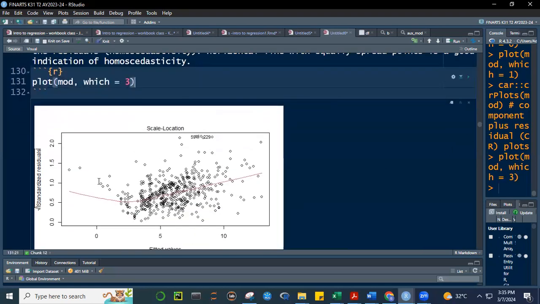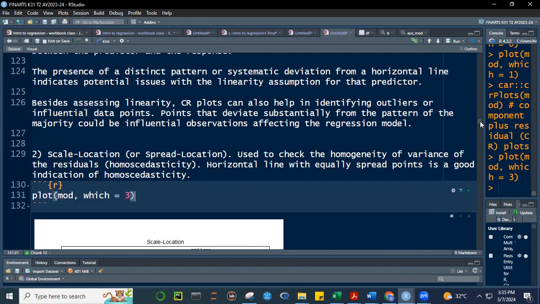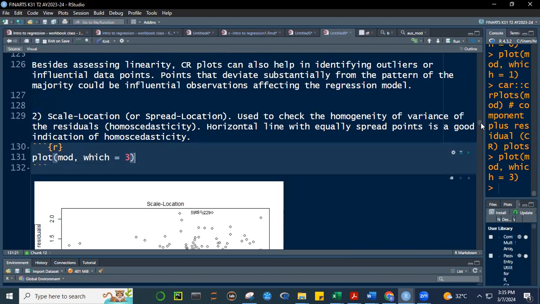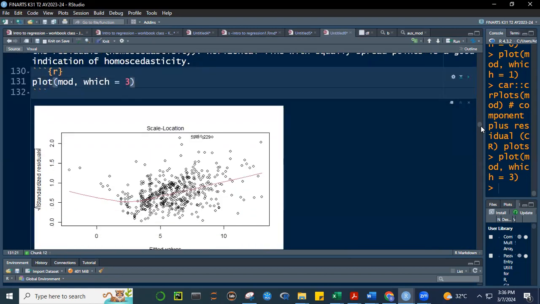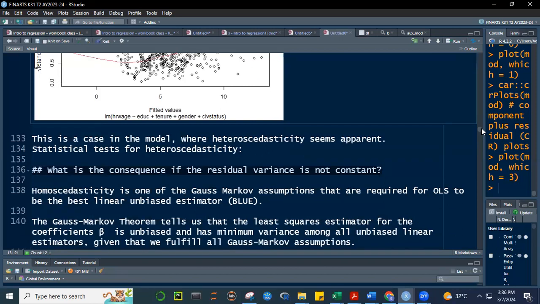Okay, so as you can see here, class, the plot of the residuals, as we mentioned a while ago, similar to sa plot number 1, fanning out, no? Lumalaki over a larger fitted value. Okay, and then there are possible outliers here. A horizontal line with equally spread points is a good indication of homoscedasticity. But in this case, this is hardly horizontal, and then yung distribution ng ano niya lumalaki, di ba? So sabi natin hindi constant yung variance nito. This is a case in the model where heteroscedasticity seems apparent.